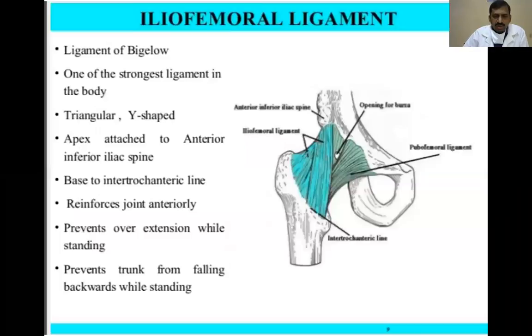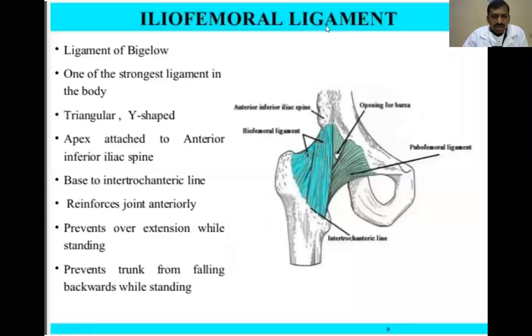Next, we see another ligament, the iliofemoral ligament. This is a very, very important ligament. It is one of the strongest ligaments of the body. It is also called the ligament of Bigelow. The ligament of Bigelow is nothing but the iliofemoral ligament. It is one of the strongest ligaments in the body, triangular and Y-shaped.